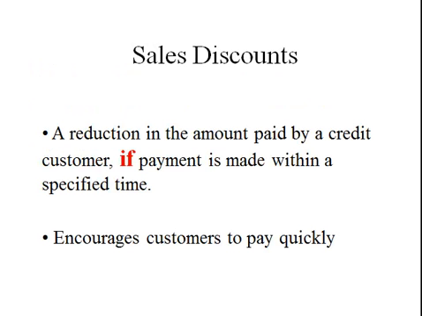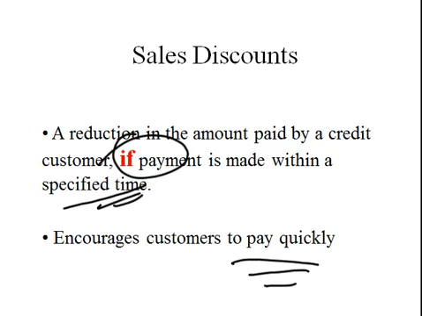The first type of contra revenue we will study is the sale discount. A sale discount is a reduction in the amount that the customer will pay if payment is made within a specified time. The intention here is to encourage customers to pay quickly.